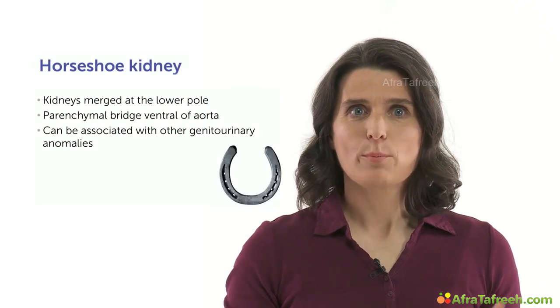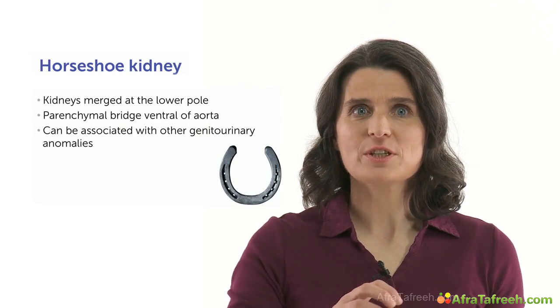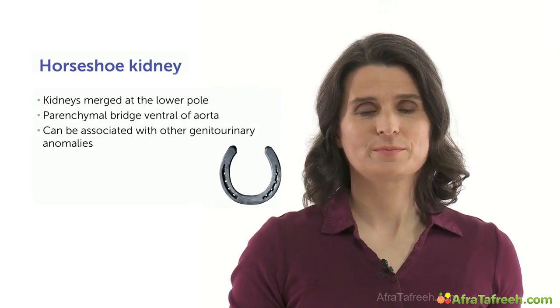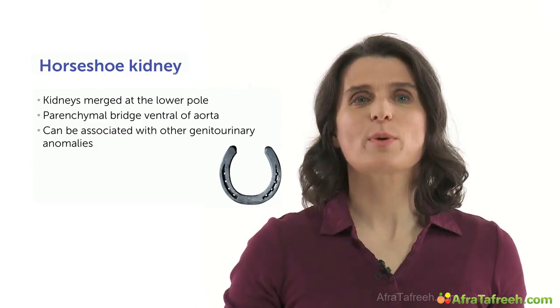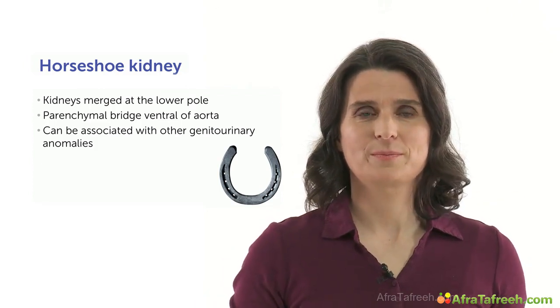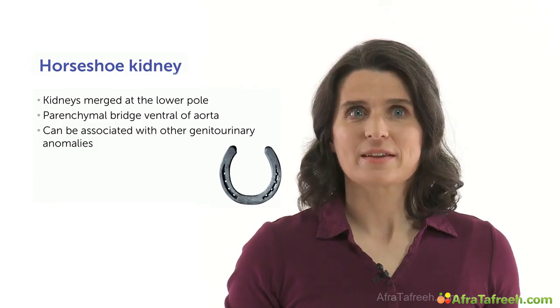Our first variation is the so-called horseshoe kidney. The kidneys are merged together at the lower pole, and we can find a parenchymal bridge ventral of the aorta. And this has a shape of the horseshoe, and that's why it's called the horseshoe kidney. Sometimes this can be associated with other genitourinary anomalies.